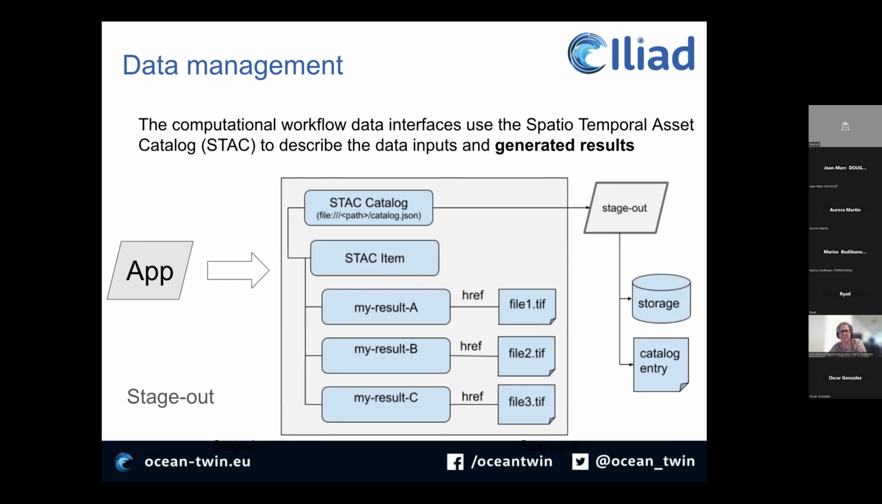One of the mandatory things we have here is that, when you produce a result, you need to give some minimum metadata about it, so that it can be picked up by a next step of the workflow, or even picked up by a different storage and catalog entry.